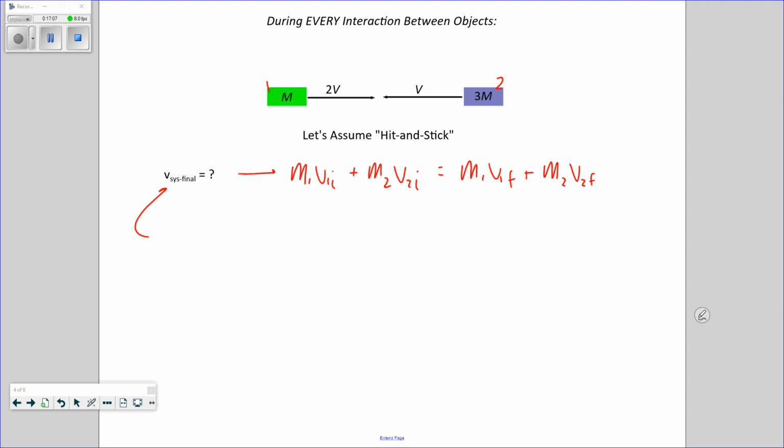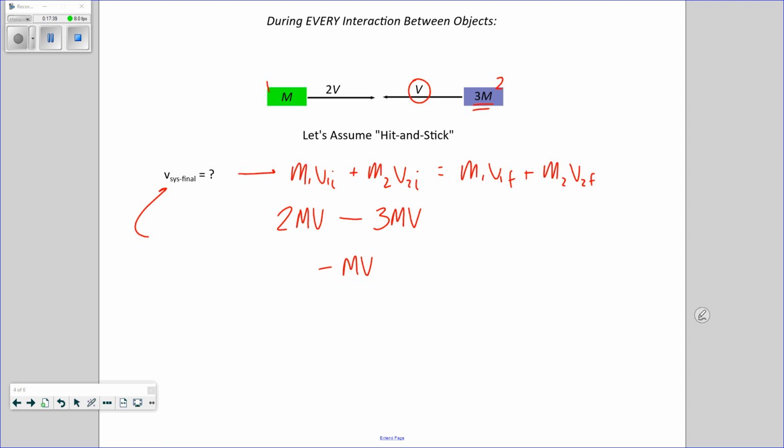M1 V1 initial is M times 2V, same as 2MV. Initially, object 2 moves left, 3MV, right? 3MV. So the system's initial momentum is negative MV. The system's momentum is always negative MV, I should say.